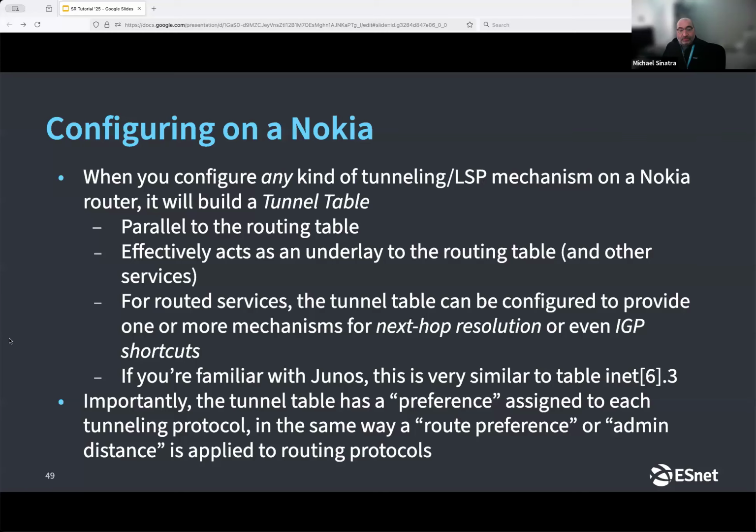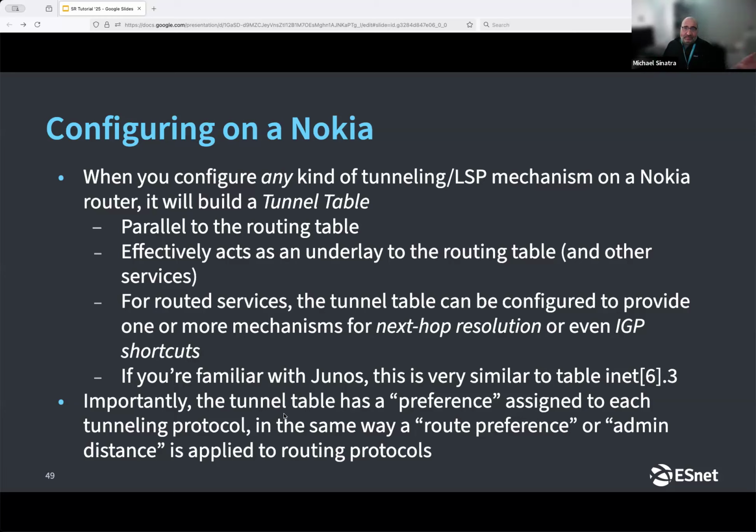If you're familiar with Junos, that's very similar to table inet.3 or inet6.3. So it has a very similar function and is similarly managed, except that I don't know about new versions of Junos. At least in older versions of Junos, the route preference was guiding whether or not inet.3 would actually come into play. In the case of Nokia, the tunnel table has its own set of preferences. So it's managed the same way as a router preference in the sense that the lower number actually wins. But that is separate from the route table preference.